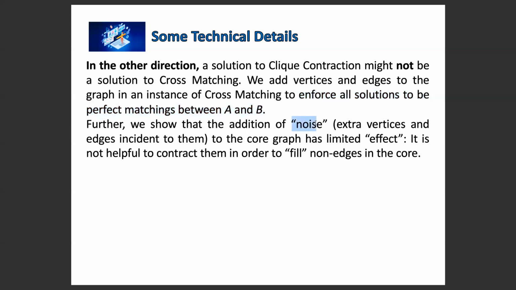So noise means that we add some more vertices and edges between these vertices, and also edges between these vertices and the vertices that already exist in the graph, what already existed, this is referred to here as the core. So it has limited effect in the sense that it is not helpful to try to contract these new edges in order to eventually fill the non-edges in the core to obtain a clique.